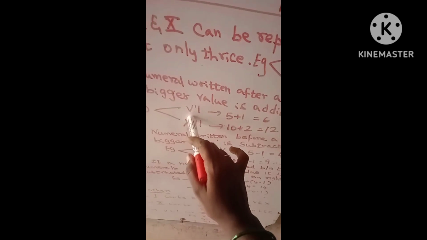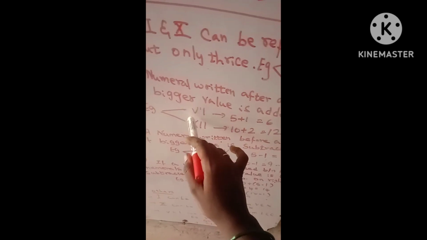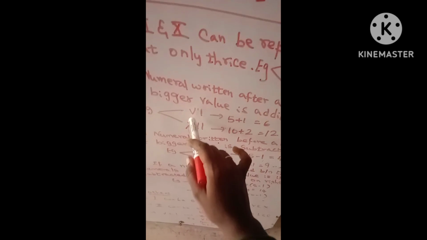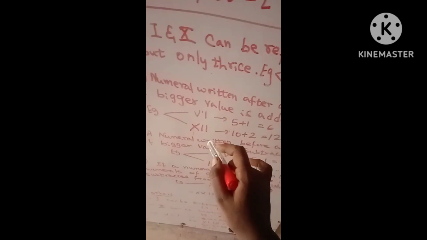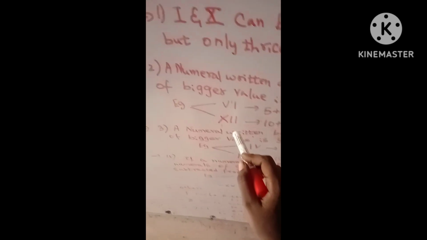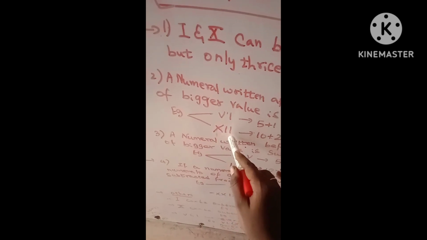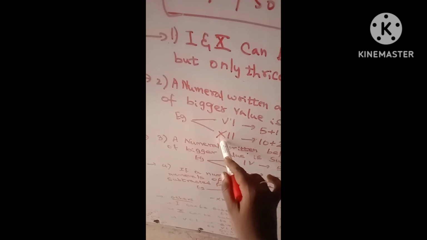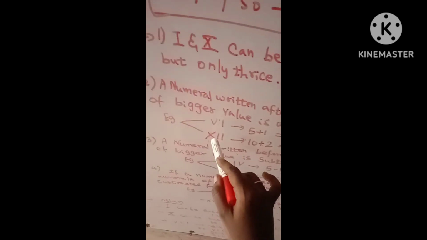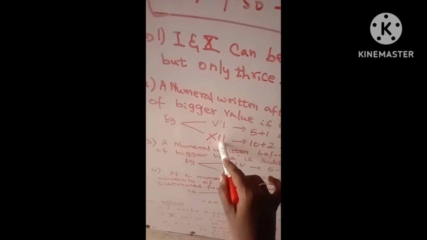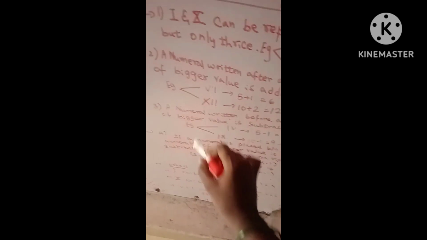So how are we writing it? V, the 5, we write first, then we write I. In this case it means addition. So the higher value 5 is being added with the smaller value 1, and that is 6. The other example is X plus 2 I's. It means 10 plus 1 plus 1, which gives you 12. So the bigger number comes first, then comes the smaller number. That means the operation done is addition. That is the second rule.